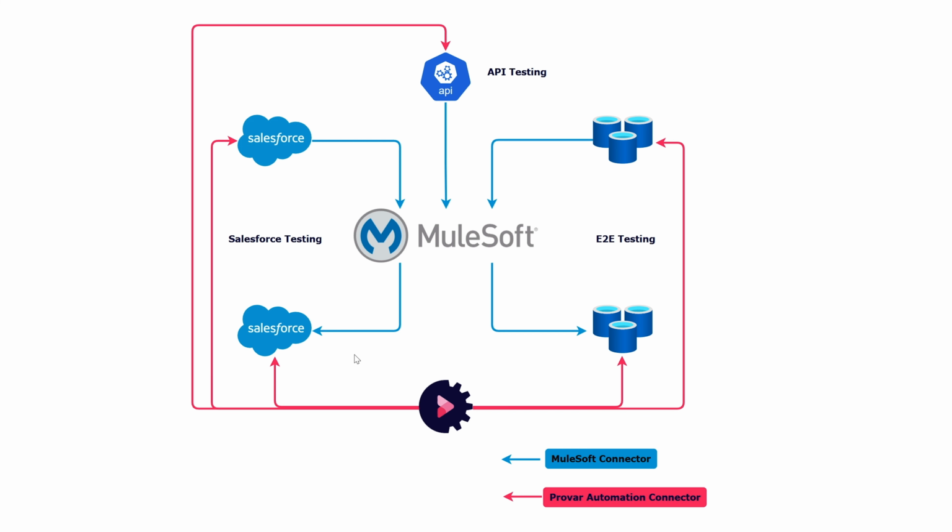The second scenario involves API testing, or directly reaching out to a Mulesoft API endpoint and validating the data. We can use this to create data on other systems, or whatever that API is exposed through Mulesoft. We can connect to those through Provar.